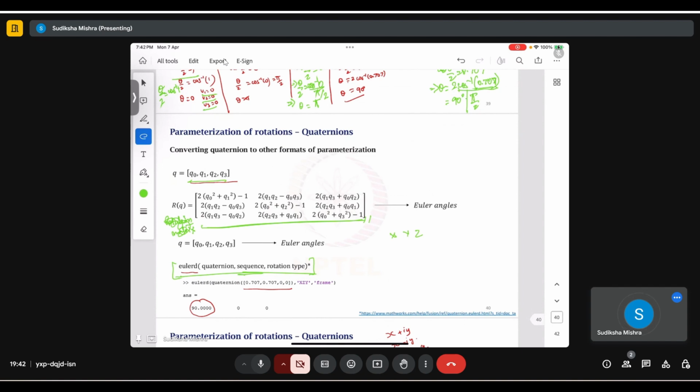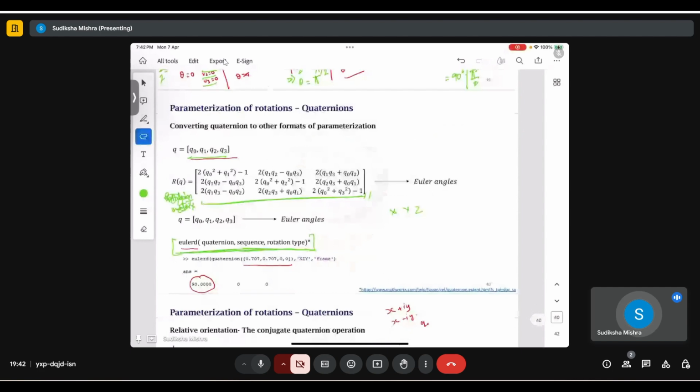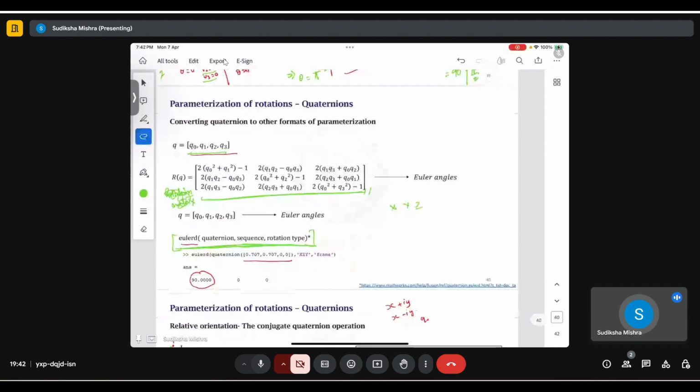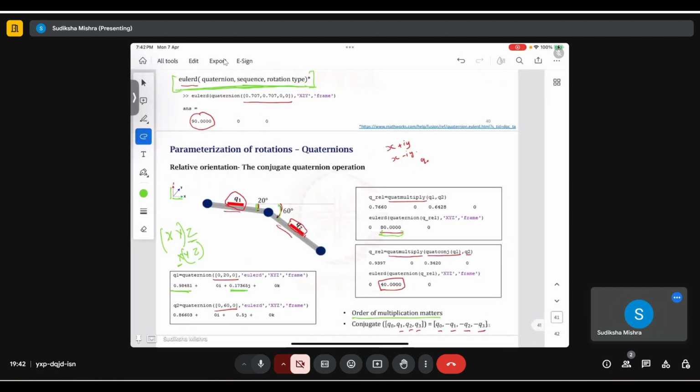You can compute the Euler angles by inputting all of this information into MATLAB, and it will give you an idea of what the Euler angles look like. Coming back to the previous problem that we had, this can be represented if the rotation is about the y axis.